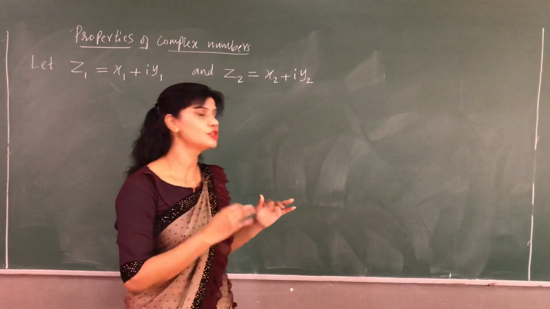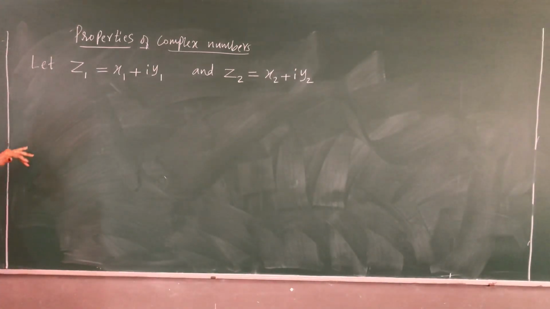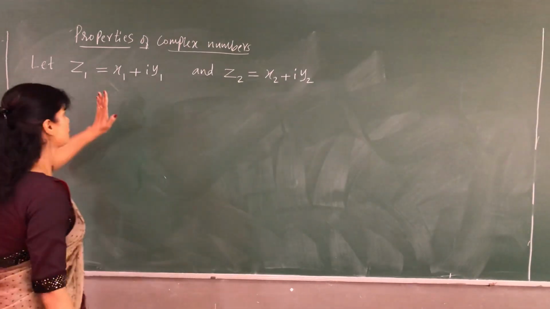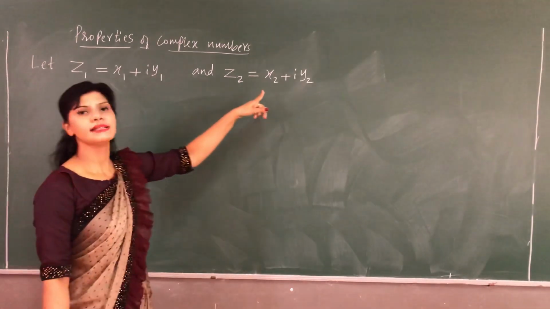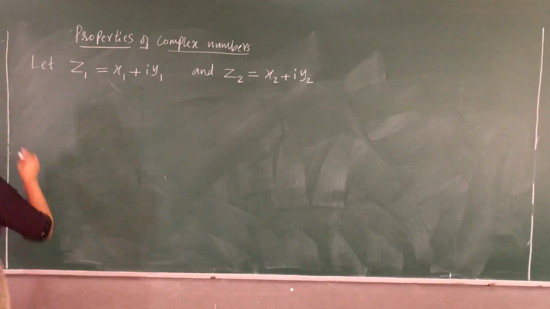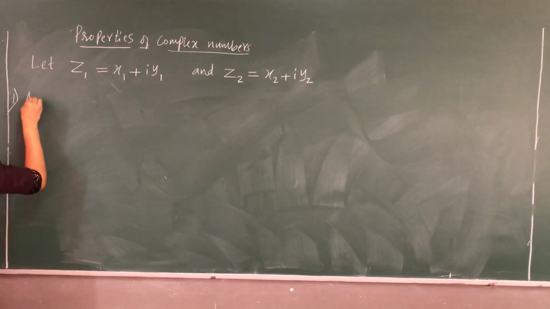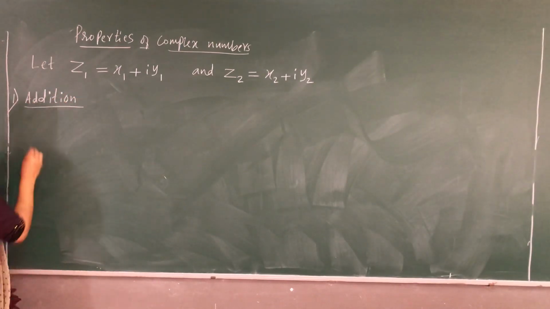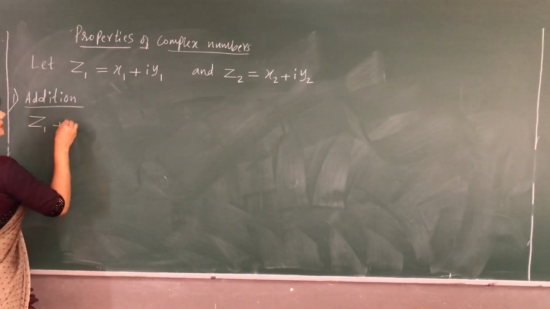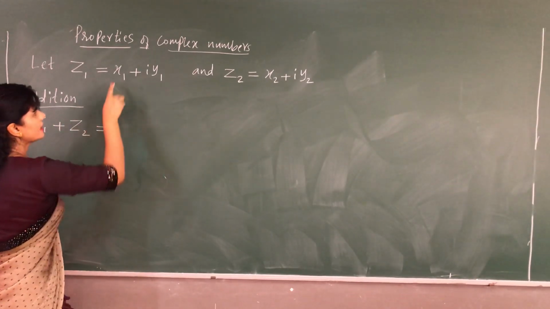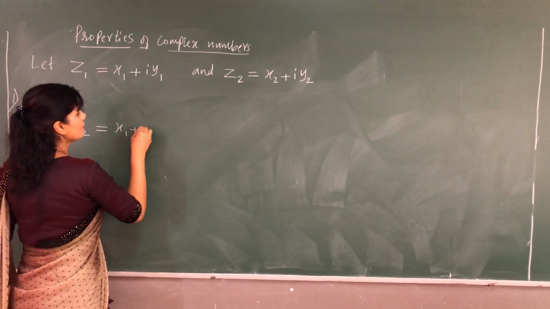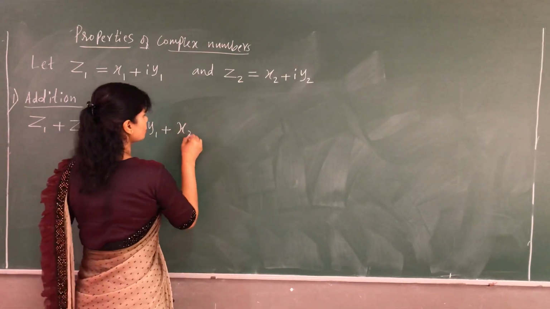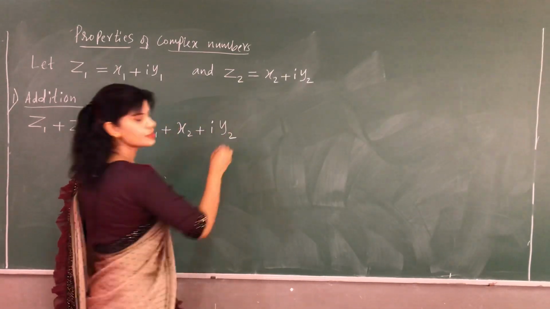Like how we did for conjugates of complex numbers: addition, subtraction, multiplication and division. In a similar way we have to go for z1 and z2. Suppose z1 is one complex number and z2 is another complex number. The first property is how to add these two complex numbers. So z1 plus z2: z1 is x1 plus iy1 plus z2 is x2 plus iy2.